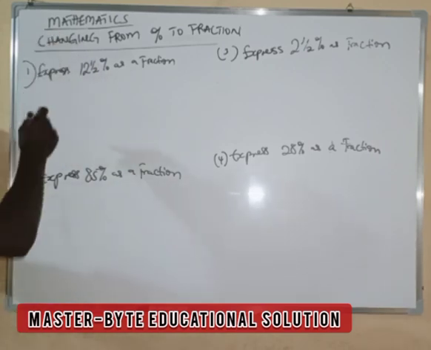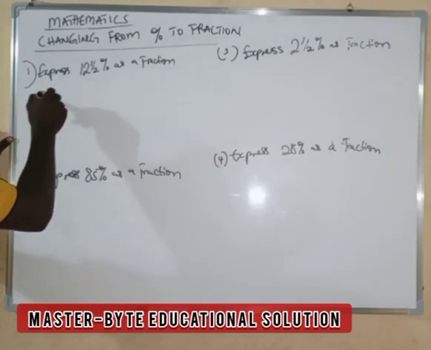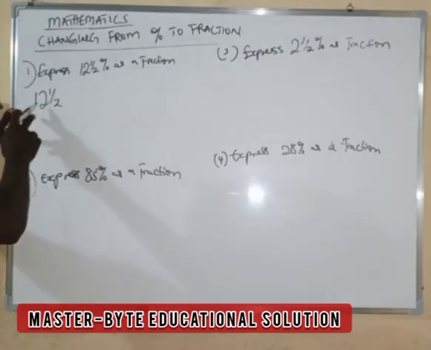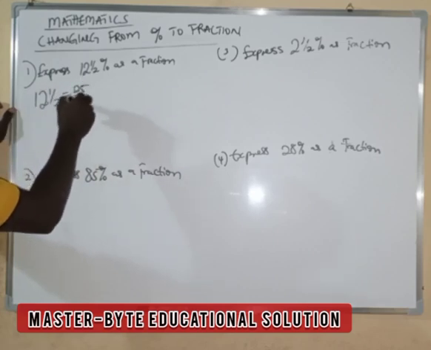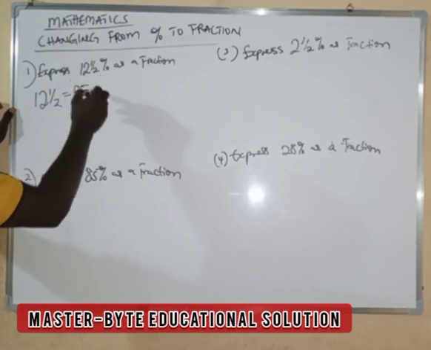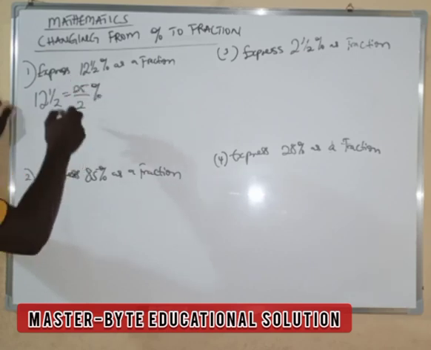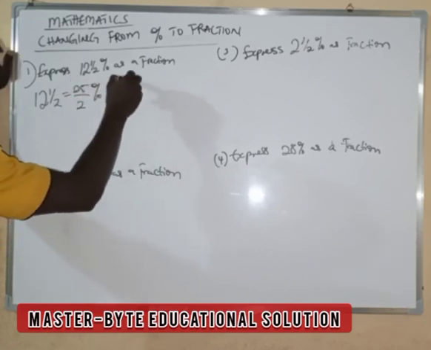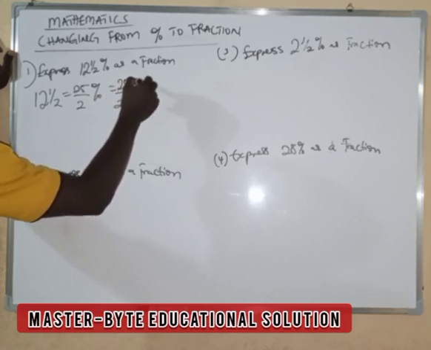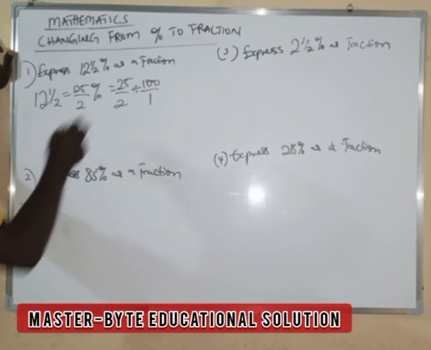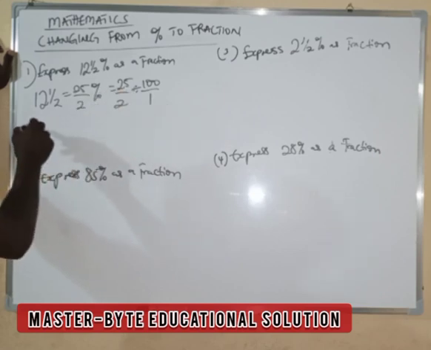Now to change 12 1/2 is going to be: 2 times 12 will give us 24, plus 1 will give us 25 over 2. Remember the percentage. Now to change the percentage, we are going to have 25 over 2 divided by 100 over 1. Now to change the division sign, we are going to have 25 over 2.